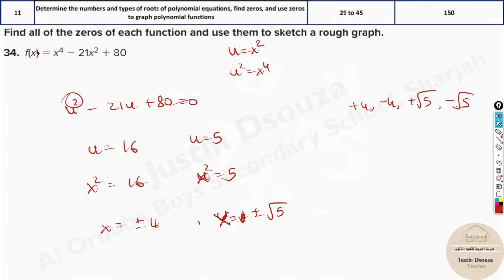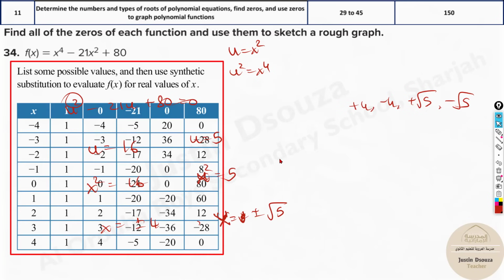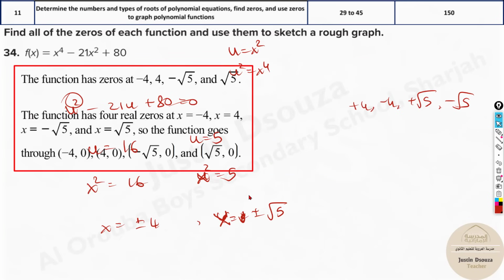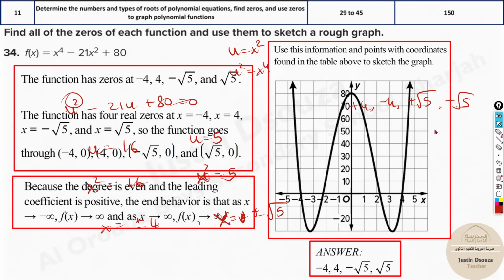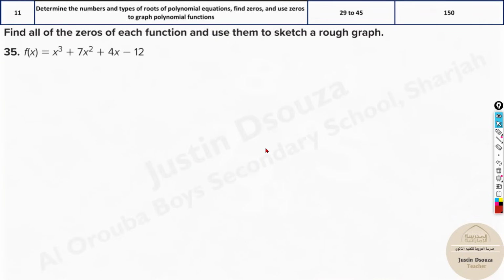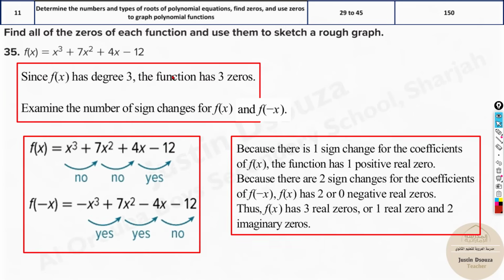Here we do it as a quadratic and then solve it. You can see here, these are the solutions. Final answers: plus or minus 4, plus and minus root 5. Graphing can be done directly by calculator mode 7. And the first part is Descartes' rule, sign changes, which we did in question number 10. Here, directly in the calculator, you will get the answers.